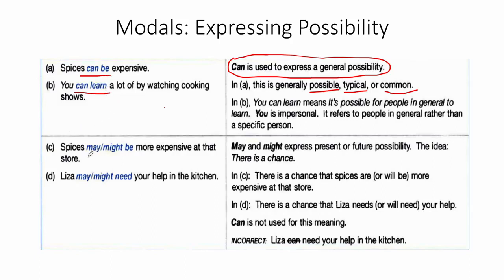Also, we can use the modals may and might. Spices might be more expensive at that store. Lisa might need your help in the kitchen. So here we have the modal may and the modal might, which are used to express a present or future possibility. The idea is that there is a chance for something to happen. So these are the modals that we can use for expressing possibility.